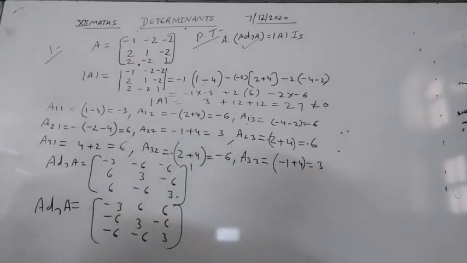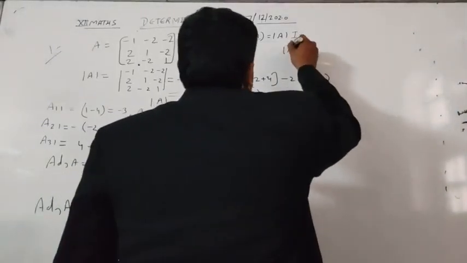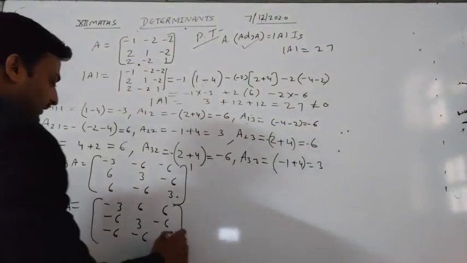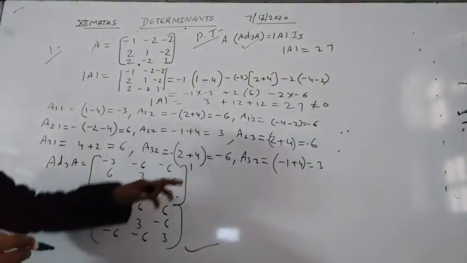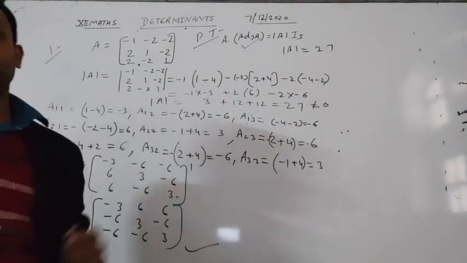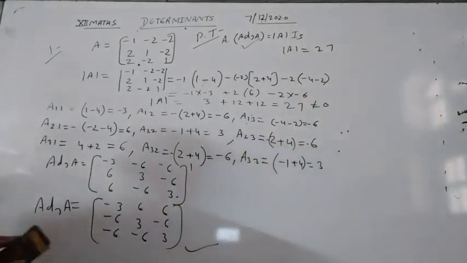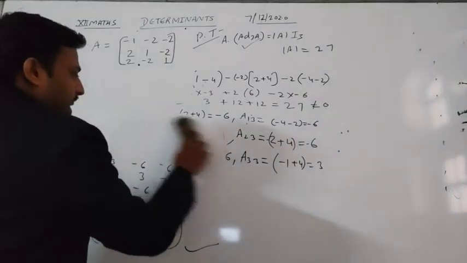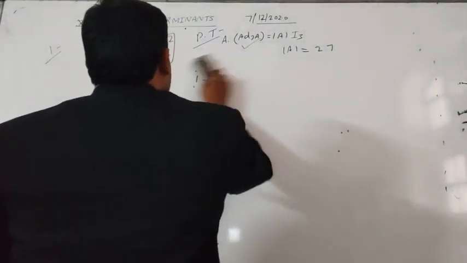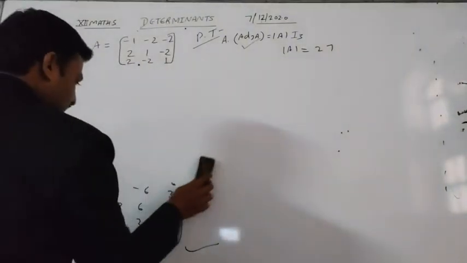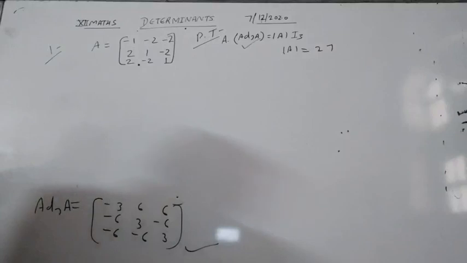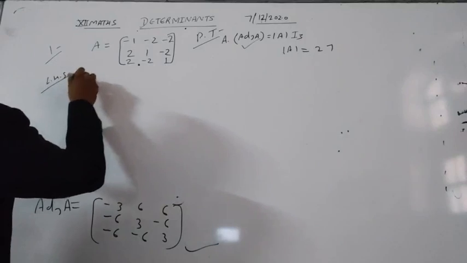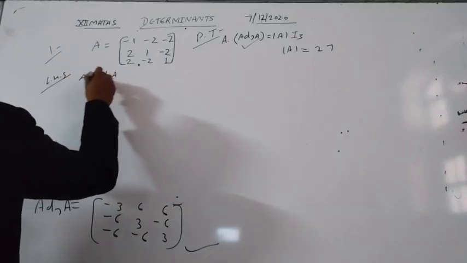Now students, we have found the determinant of A, which is equal to 27, and our adjoint of A is this. Now we have to find the multiplication of A and adjoint of A. So for this, we are going to erase this term. Okay. So on the left hand side is A into adjoint of A.